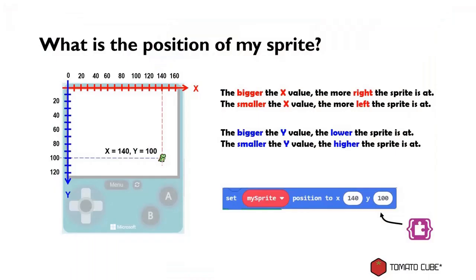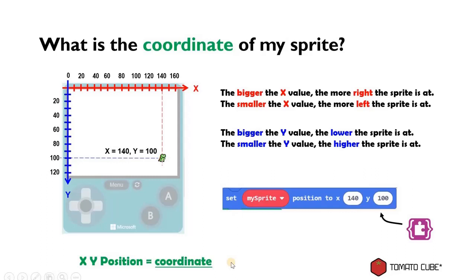Okay, so you have learned how to set the position for your sprite by using the X value and Y value. Do you know that there is a proper name for XY position? Whenever we call a position by using an X and Y value, we call it a coordinate. So instead of saying what is the position of my sprite, I can actually ask what is the coordinate of my sprite. Whenever people mention coordinate, it means the X and Y value.